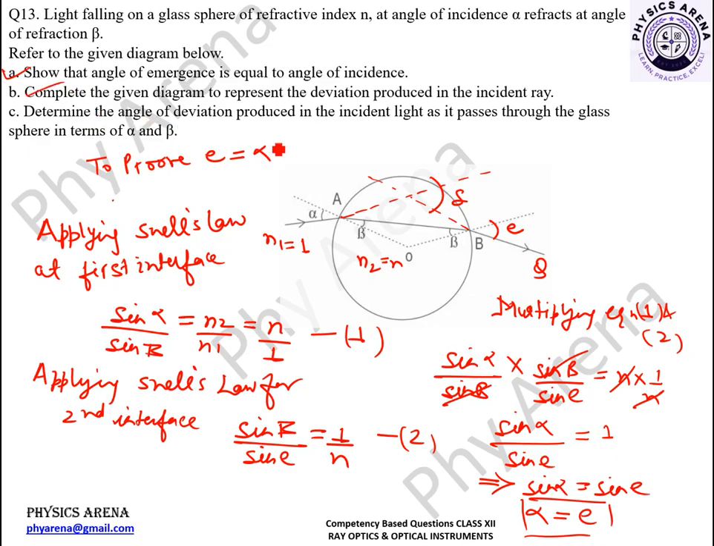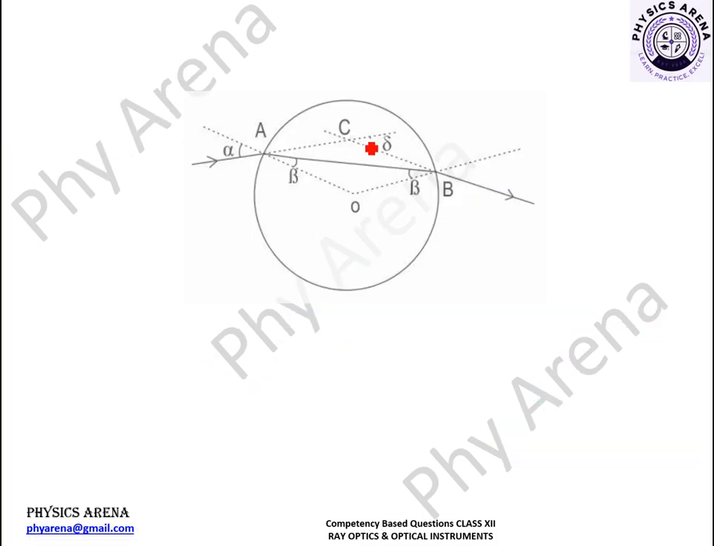Now we need to find the angle of deviation delta in terms of alpha and beta. So let's try to do that. For that, I have again drawn this diagram neat and clean. If this angle is alpha, that is the angle of incidence, and this angle is beta, this angle will be alpha minus beta. And also this angle is E, and we have proved in part A that angle E is equal to angle alpha. So I can write this angle as alpha minus beta.